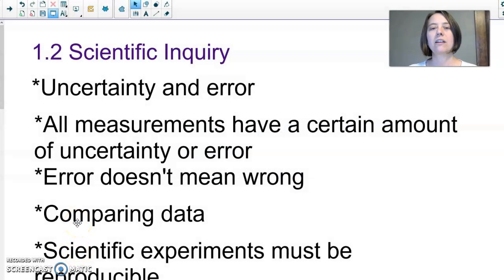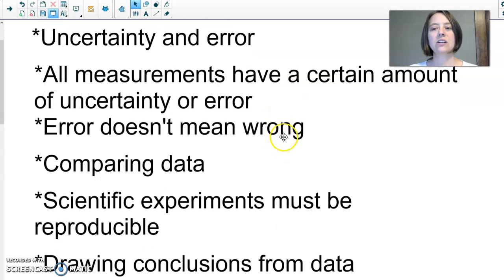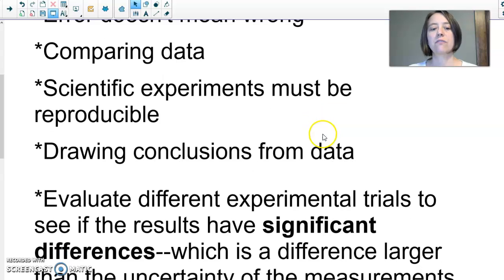And in Part 5A, we were dealing with 1.2 Scientific Inquiry. Previously we talked about uncertainty in a measurement, the uncertain amount in a measurement. It's not that it's wrong. And how we use uncertainty when comparing data to see if the two trials are the same.